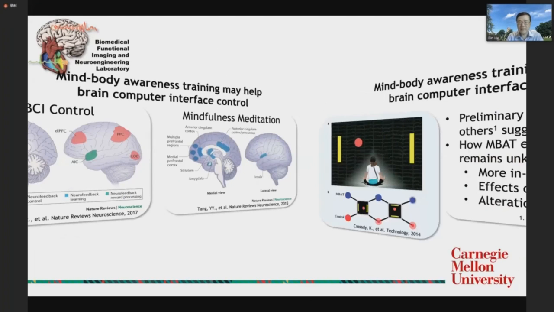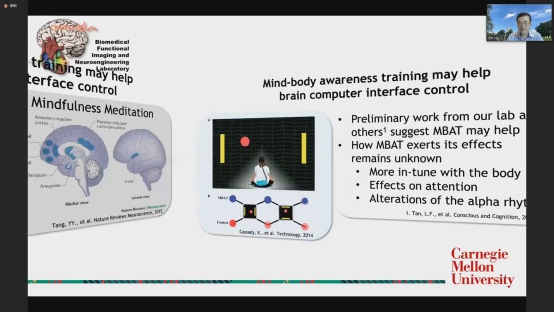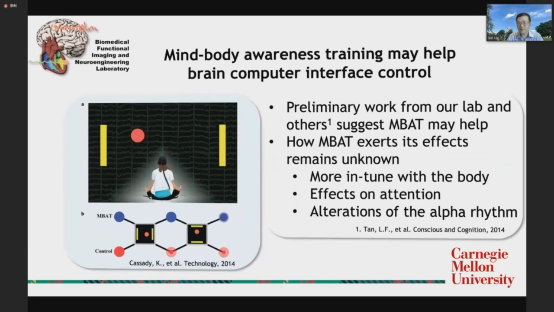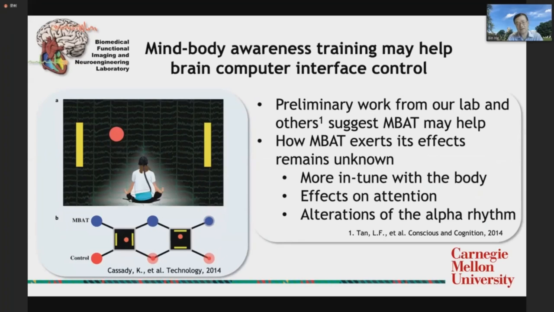Our lab, quite some time ago, started looking into the effect of mindful meditation, or more specifically, mind-body awareness training, on the BCI. Our first work looked into long-term practitioners. When we published, we noticed there was another publication in the same year.